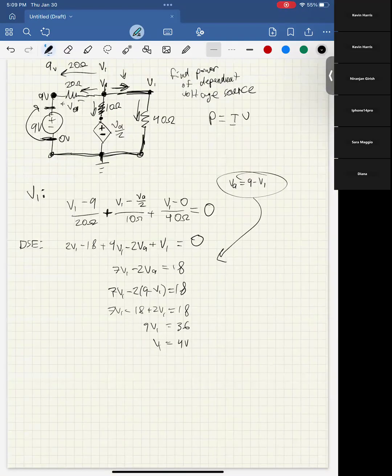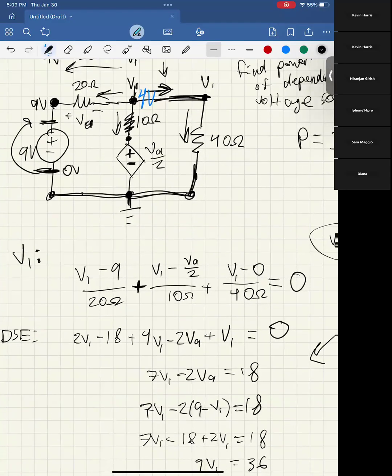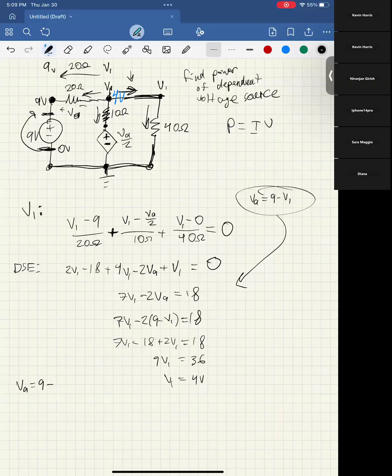And then remember, we're still not done with the question. However, now we have much more information we can use to solve the circuit. Because we know that at this point, I'll write this in blue, here we have 4 volts. So if we have 4 volts there, then we know that VA is equal to 9 minus V1 from before. So 9 minus 4, which is 5 volts. So that means our dependent voltage source is going to be VA over 2, which is 2.5 volts.